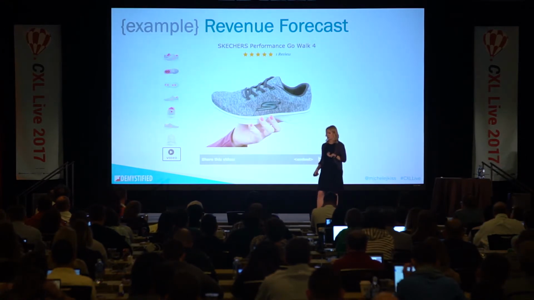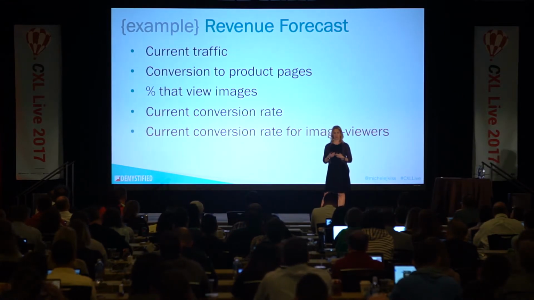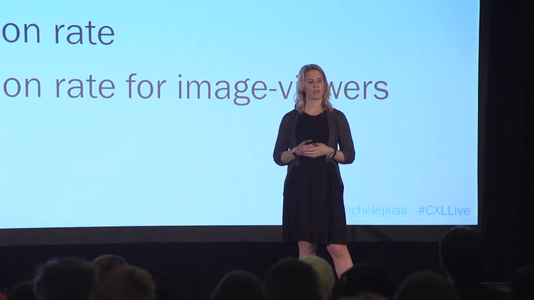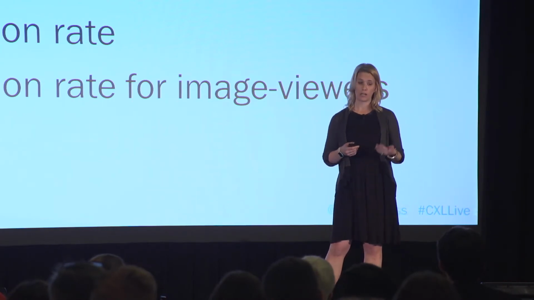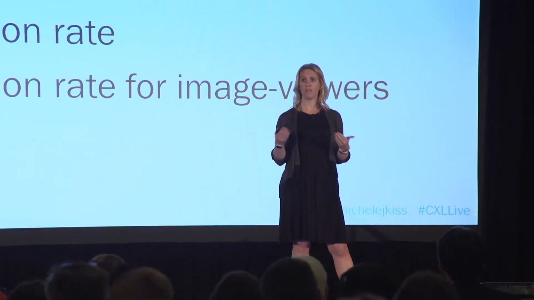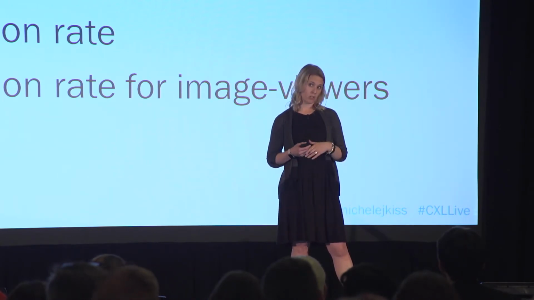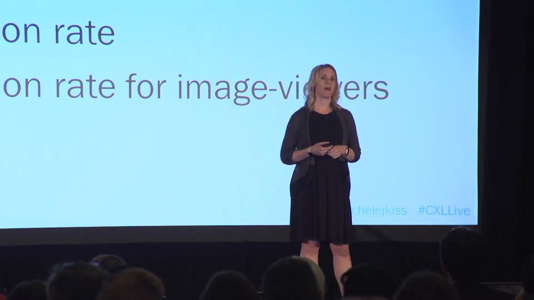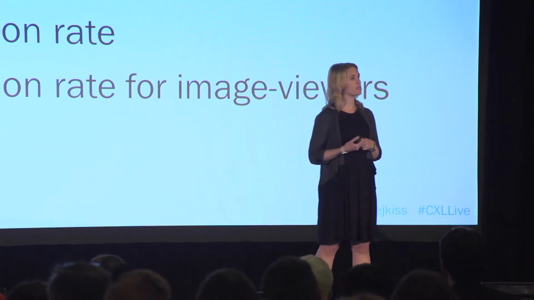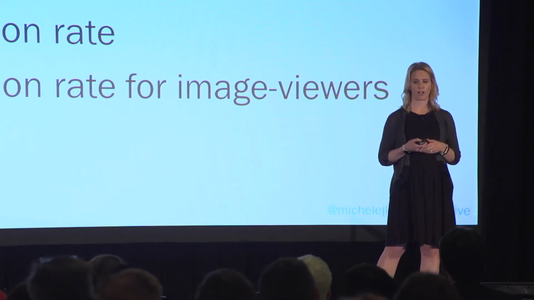And what we can do is use our existing data. So it might be your current traffic. You can plug in some generic amount, say, this is typically the amount of traffic that we get. Then you should have data about what your conversion currently is to your product pages. We then will know from our analytics data what percentage of product page viewers will view an image, what percentage convert from our product page to our cart, and then how possibly that conversion rate is different for image viewers, because they may already be predisposed to convert at a higher rate.